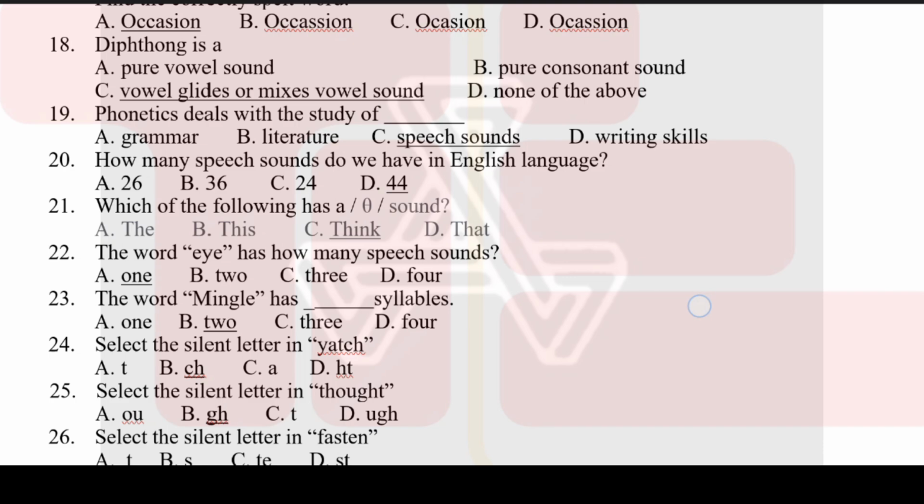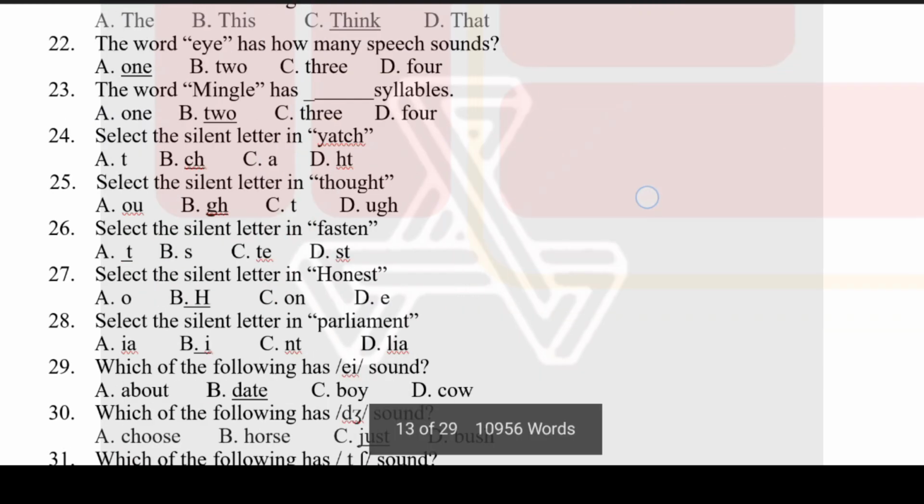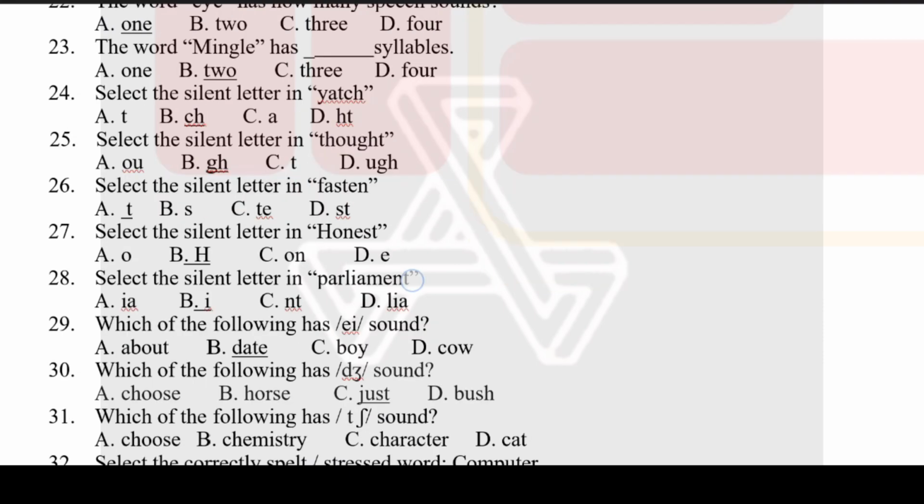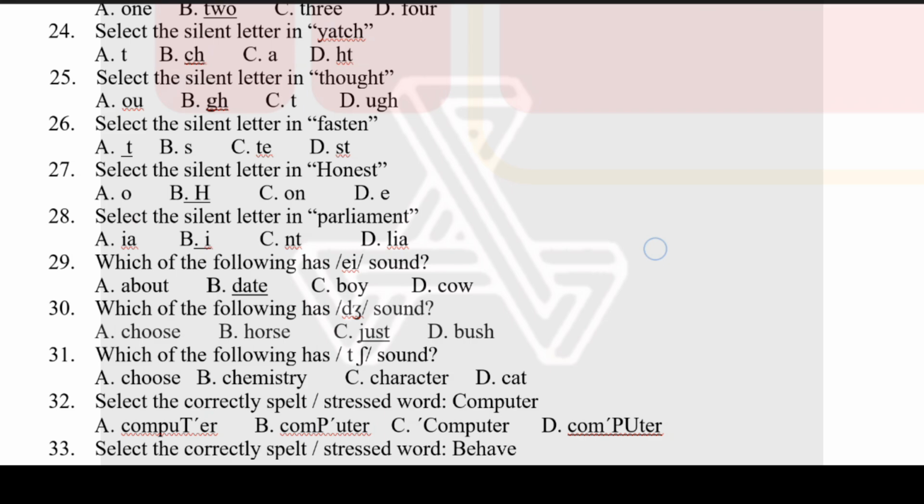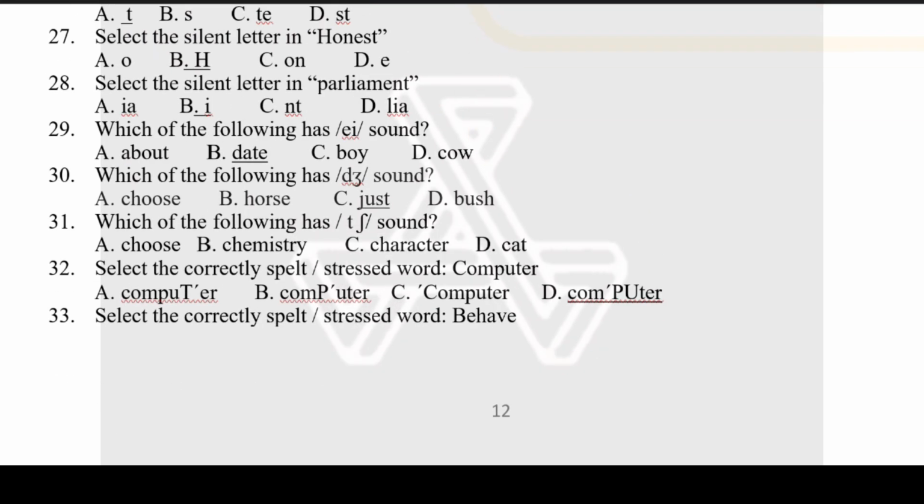Phonetics deals with the study of speech sounds. How many speech sounds do we have in the English language? 44. Which of the following has the theta sound? Think. The word I has how many speech sounds? 1. The word mingle has 2 syllables. Select the silent letter in yacht: CH. Select the silent letter in thought: GH. Select the silent letter in fasten: T. Select the silent letter in parliament: I.